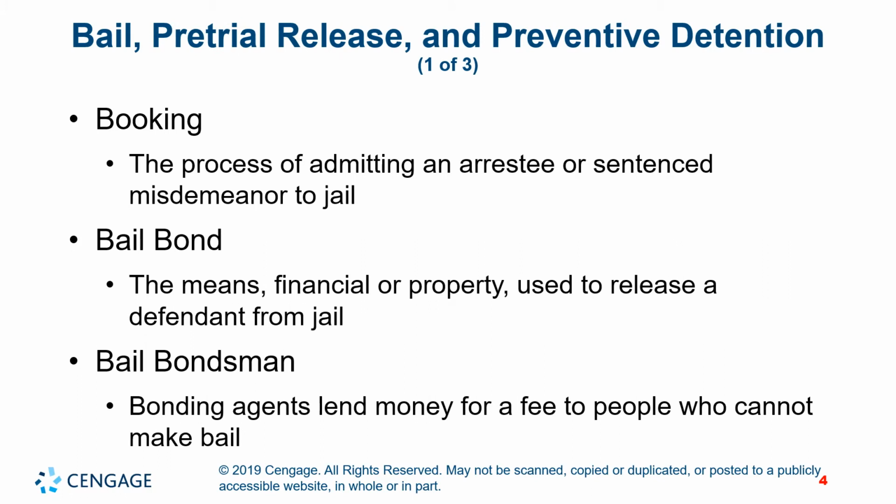Now let's talk about bail, pretrial release, and preventive detention. First is booking, which is the process of admitting an arrestee or sentenced misdemeanor to jail. Then there's the bail bond, which is the means, financial or property, used to release a defendant from jail. And then you have the bail bondsman, who is the bonding agent who lends money for a fee to people who cannot make bail on their own.